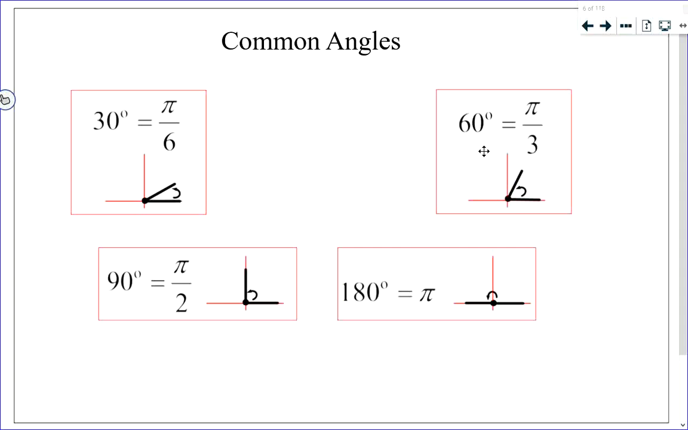30 degrees fits into 180 6 times. What that means is that pi over 6 will give you 30 degrees. And if we divide 180 by 4, we get 45 degrees. And that means that pi over 4 is 45 degrees.